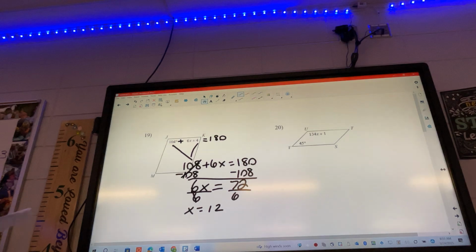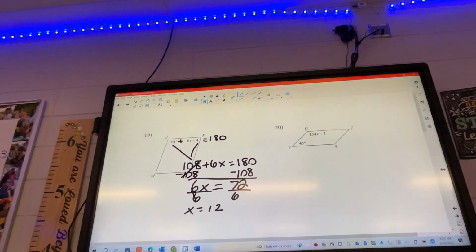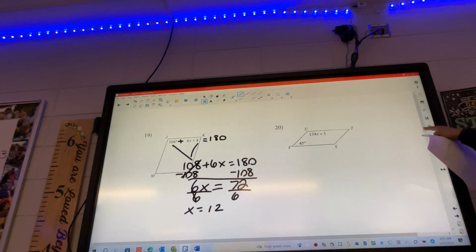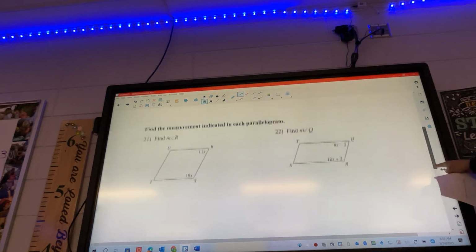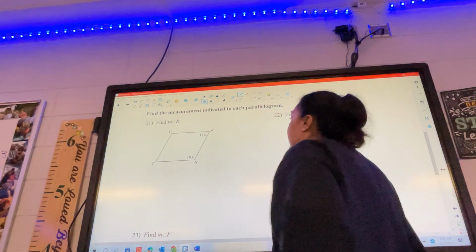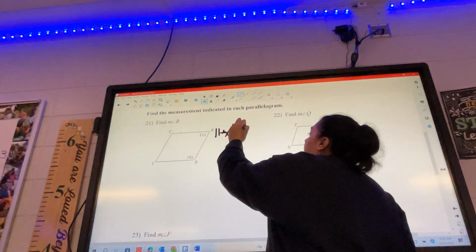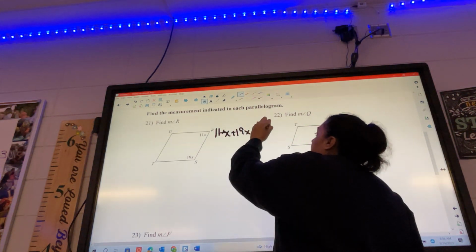We've got about 8 left. We're almost done. Okay, look at 21. Are those same side or opposite corners? Same side. So same sides we add together to equal 180. So it's going to look like 11x plus 19x equals 180.